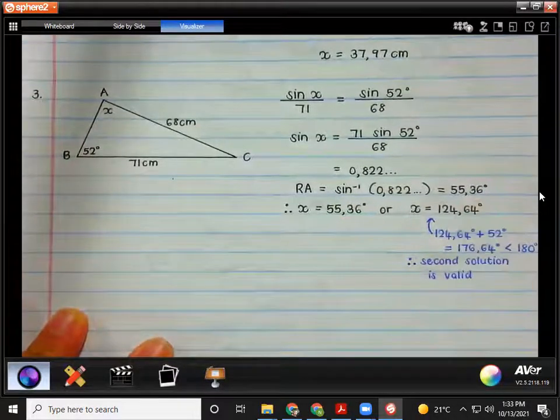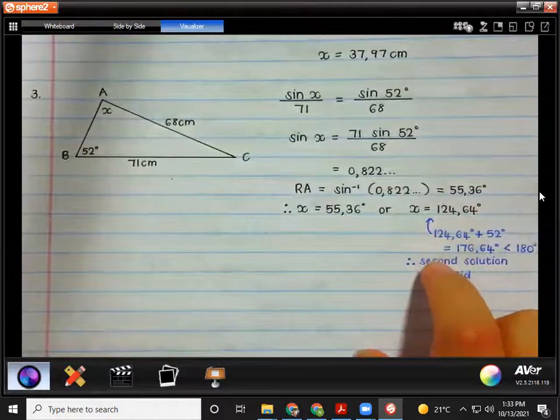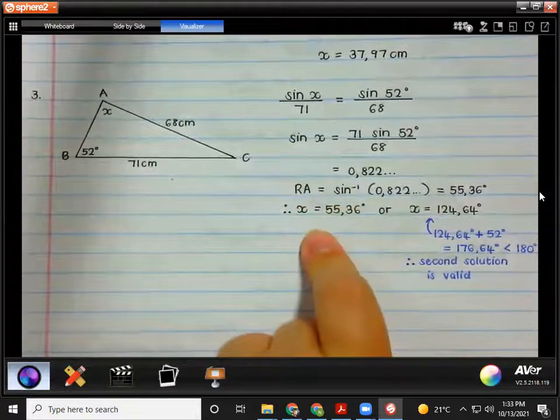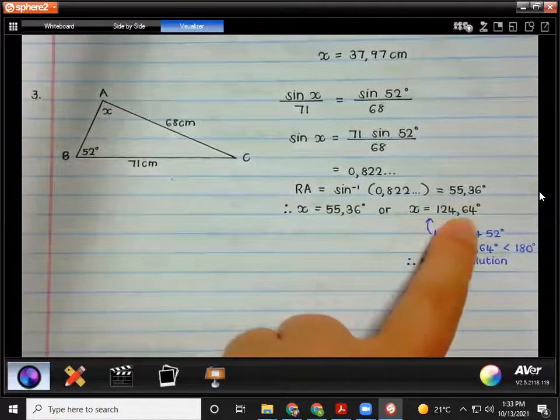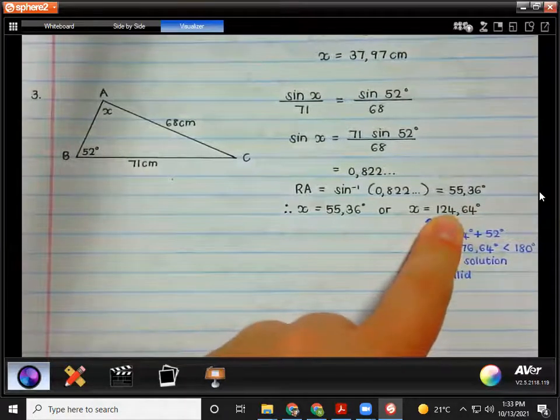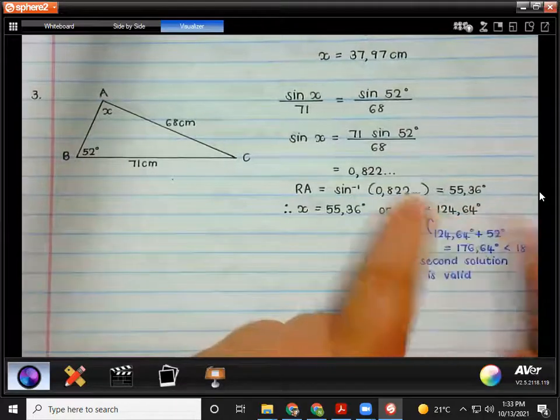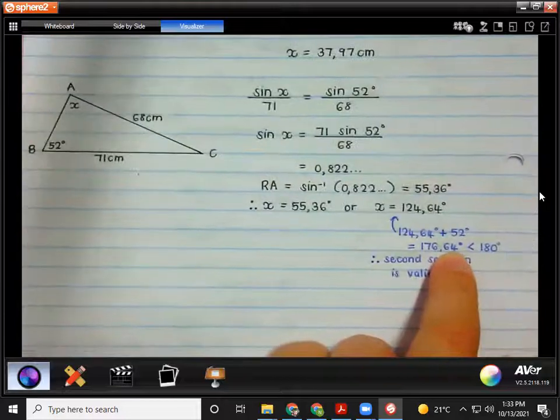Now, guys, if you are finding the quadrant 2 solution, you would have to find it in order to check whether it's valid or not. So you would say 180 minus this, just the answer on the calculator, the answer button, and you get 124.64. Now if you add the angle that you have already to that, you get 176.64, which is less than 180.